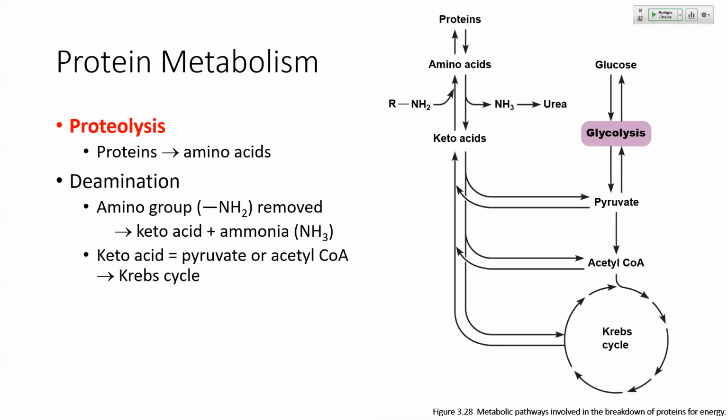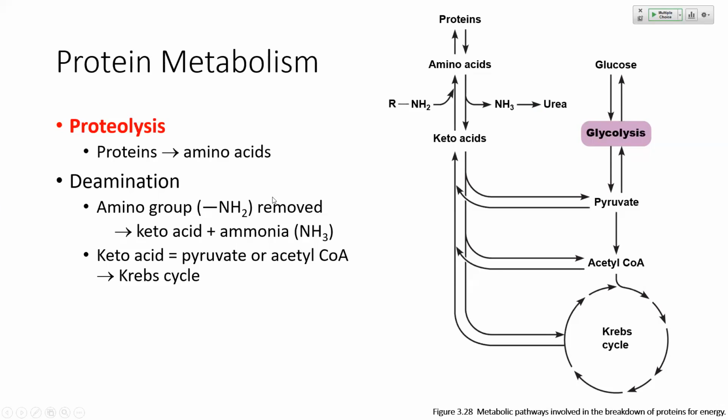All right, lastly, there's protein metabolism. Proteins can also be broken down into amino acids, and then via a process called deamination, we can grab the amino group off of proteins, and then we can generate keto acids, and those can be sent into the Krebs cycle as acetyl-CoA or pyruvate, okay? So basically, deamination takes off the amino group.